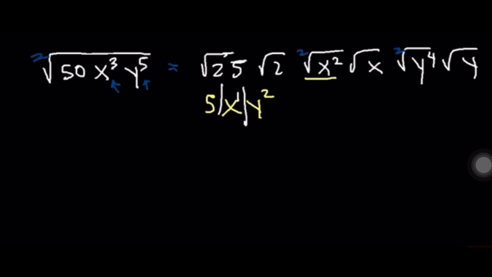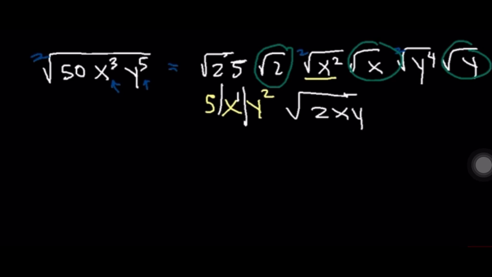And then everything else that can't be simplified, collect it and put it inside a single radical. So the square root of 2xy. That's the answer for that example. So let's try another one.